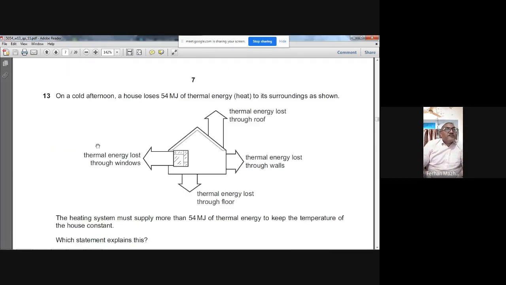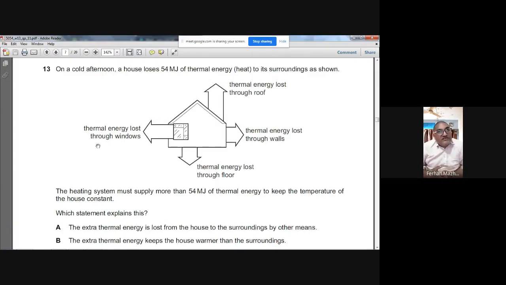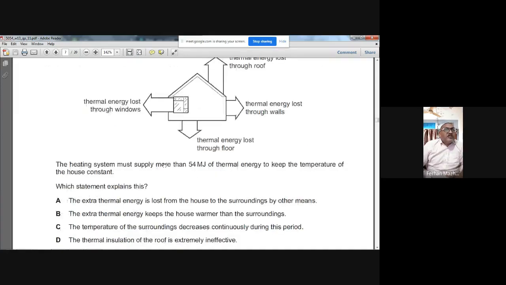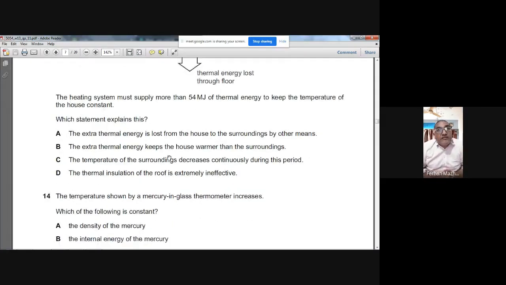Next question. On a cold afternoon, a house loses 54 megajoules of thermal energy to its surrounding as shown. You see this, the diagram is given, some heat is lost. Thermal energy is lost through the roof. Some thermal energy is lost through the walls. Some thermal energy is lost through the windows. Some thermal energy is lost through the floor. The question is, the heating system must supply more than 54 megajoules of thermal energy to keep the temperature of the house constant. Which explains this?